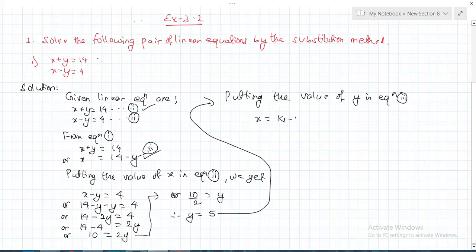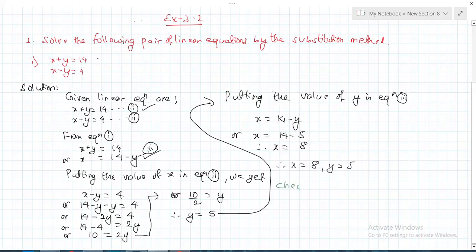So equation third is x is equal to 14 minus y. So x is equal to 14 minus y, which is 14 minus 5. Therefore we can write x is equal to 8, y is equal to 5. So the answer is x is equal to 8, y is equal to 5. Okay, let us check whether this answer is wrong or right, correct or not.